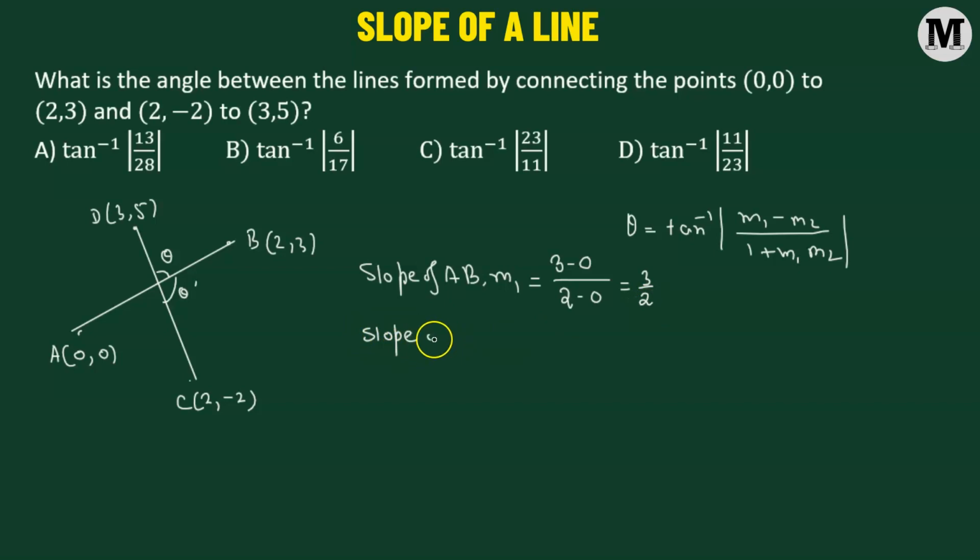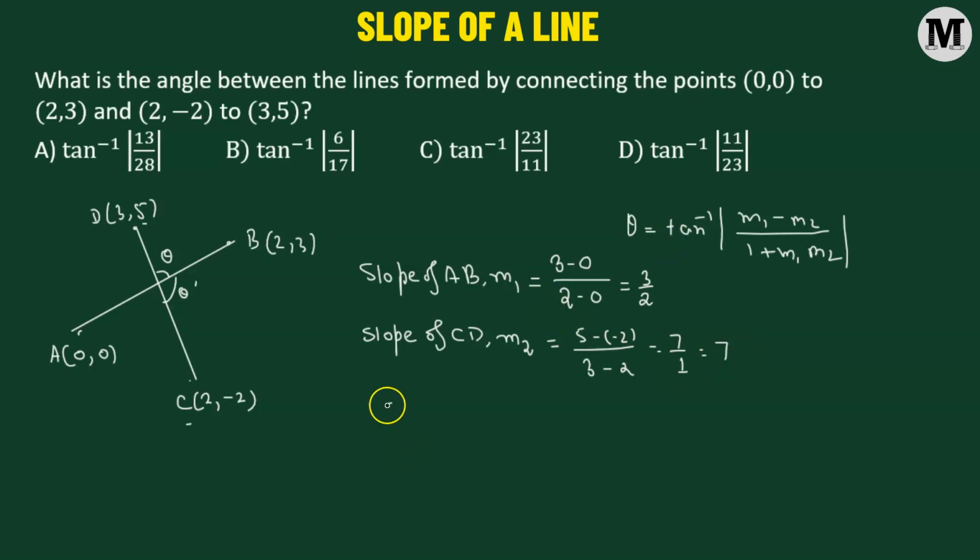Similarly, we can find out the slope of the line CD. We're going to represent it by m2. That will be equal to, so we need the difference of the y coordinates in the numerator. So let's begin with D, and from here we'll subtract C. So we'll do 5 minus -2 divided by 3 minus 2. So 5 minus -2, that's going to be 7. 3 minus 2, that's going to be 1. So this is equal to 7.